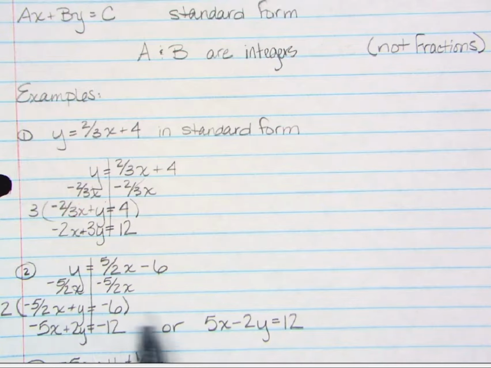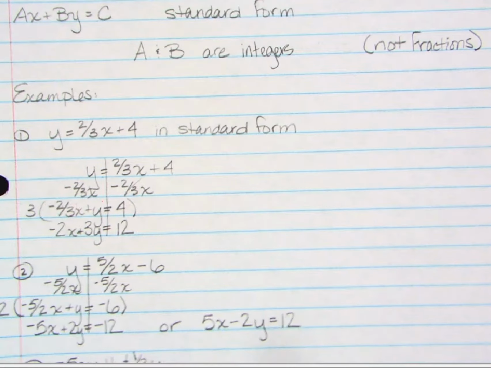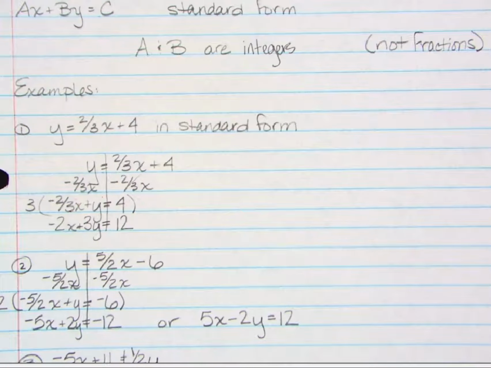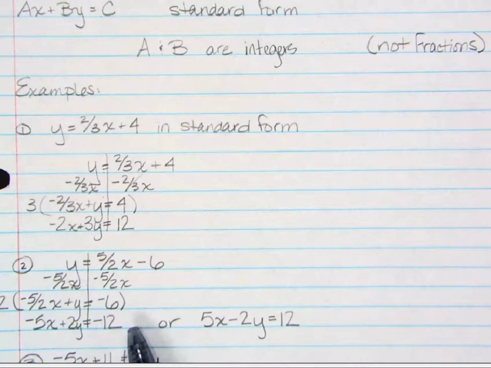So here it's negative 5, here it's positive 5. Here it's plus 2y, here it's minus 2y. Here it's negative 12, here it's positive 12. So if everything's the exact opposite, that's perfectly fine. Basically what's happened is you multiply this entire equation by negative 1, and it changes it to this. Both of those are the exact same.